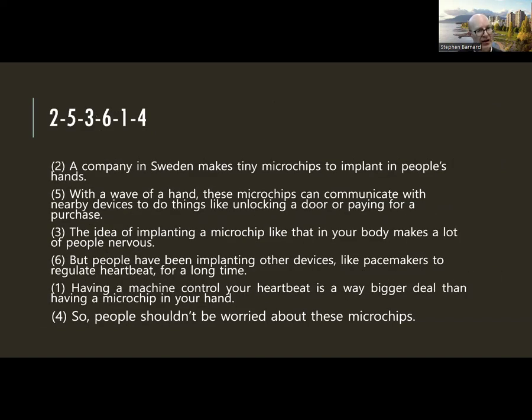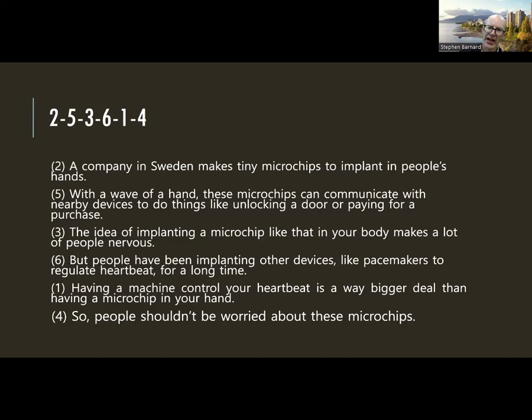A company in Sweden makes tiny microchips to implant in people's hands. Okay, that gives us a little bit of context. It sets us up for what is going to come next. Well, what about these microchips? What do they do? With a wave of a hand, these microchips can communicate with nearby devices to do things like unlocking a door or paying for a purchase. Okay, well, that gives me a detail. Well, then what's the problem? The idea of implanting a microchip like that in your body makes a lot of people nervous. People might think this is a strange thing to do or something maybe that's dangerous.